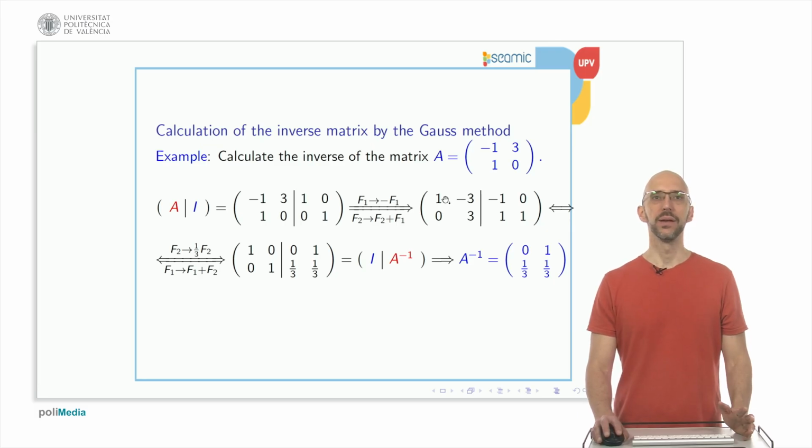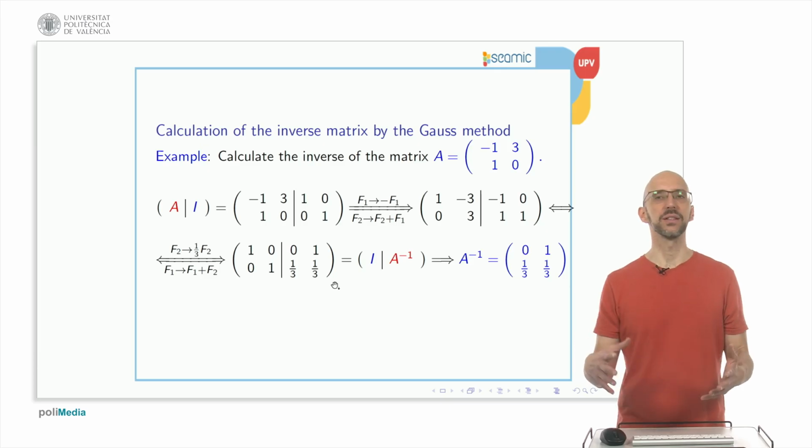0 plus 1 is 1. So I just replace the first row. Then 3 plus negative 3 is 0. So I put it here. Minus 1 plus 1 is 0. So I replace the element here. And 0 plus 1 is 1. So I leave it here. And then I multiply the second row by 1/3. So I got this. What do you see in here? The identity matrix is here, and this is the inverse. So using just 4 transformations, we obtained the inverse matrix.